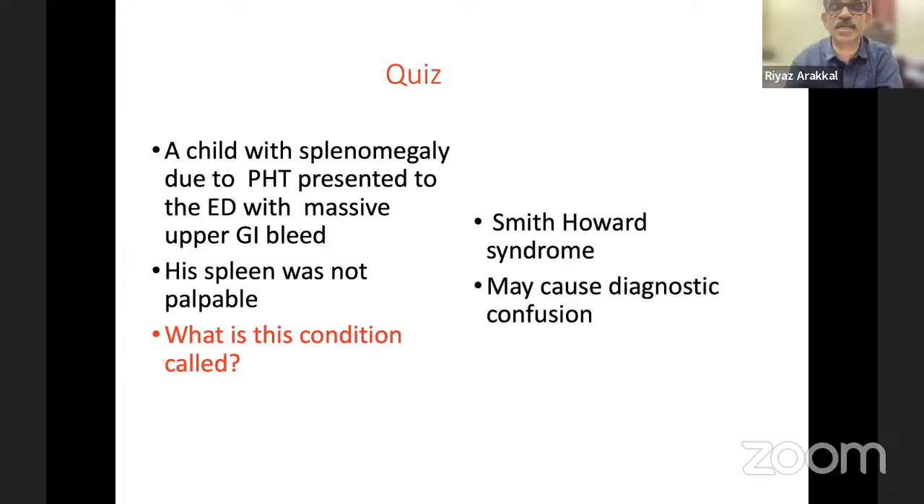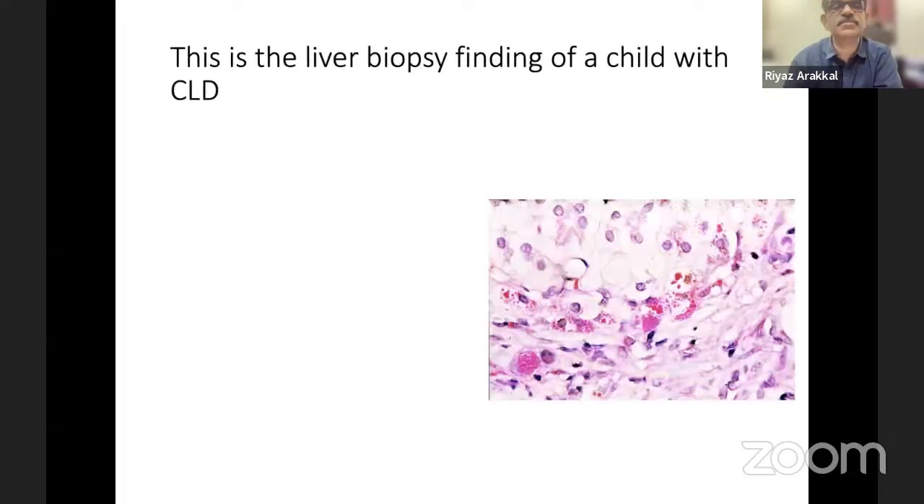Smith-Howard syndrome. It may cause diagnostic confusion, because sometimes you may feel that this is not portal hypertension. This is only a temporary condition. Now, this is a liver biopsy finding of a child with chronic liver disease. Can you describe the liver biopsy finding and the diagnosis? Or can somebody say the diagnosis at least? Apart from Aisha?